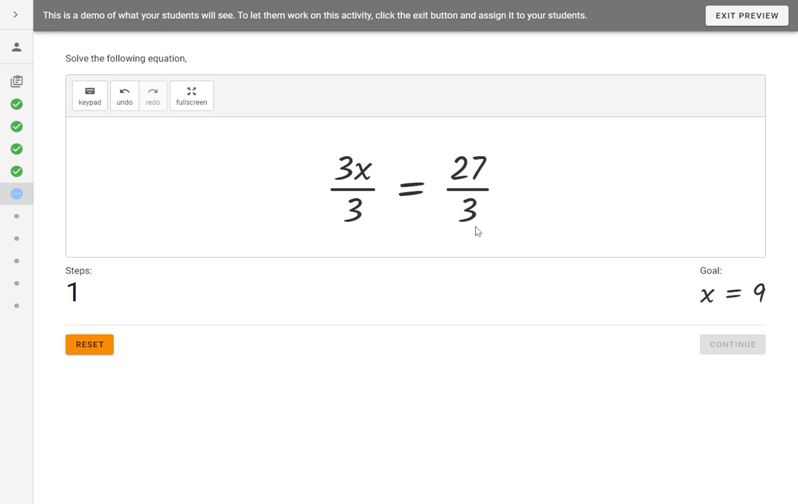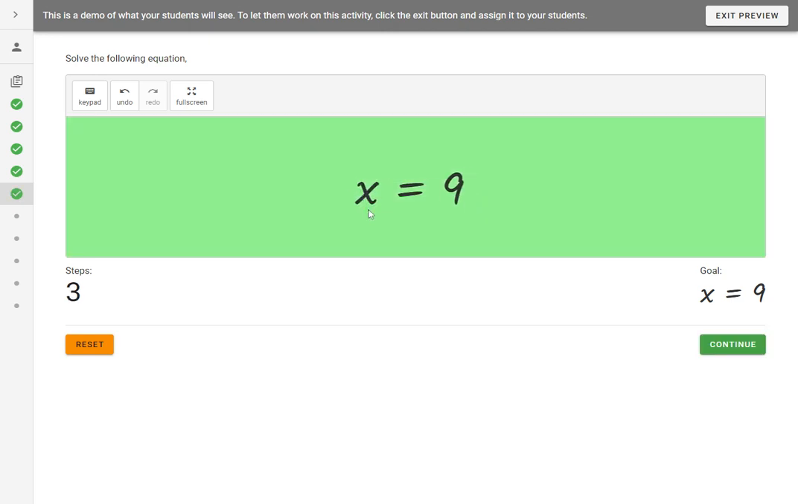27 divided by 3. To perform that operation, I have to click on the division bar, and it will divide for us. Or you can click on the underneath number, and it will do 3 divided by 3 to get 1 and get x equals 9.